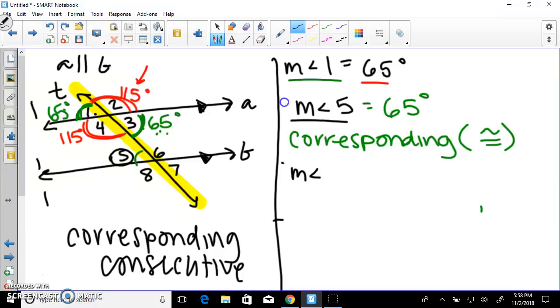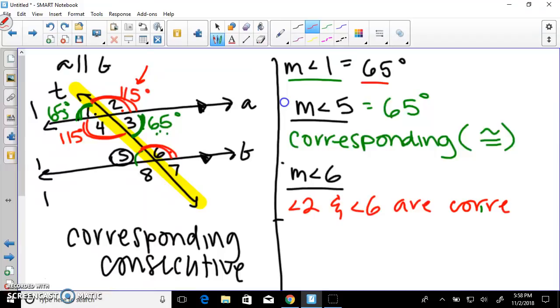Let's find the measure of angle 6. So in terms of angle 1, do angle 1 and angle 6 have a specific relationship to each other? Well, they're not corresponding, they're not alternate interior, they're not alternate exterior, so they don't really have a relationship. But we could say that angle 2 and angle 6 are corresponding. So that means that they're congruent. So if angle 2 is 115, then angle 6 must also be 115.